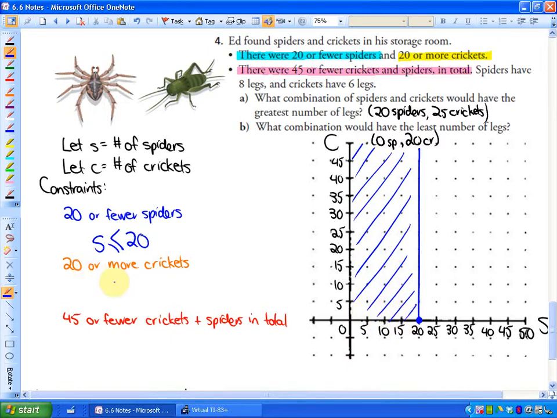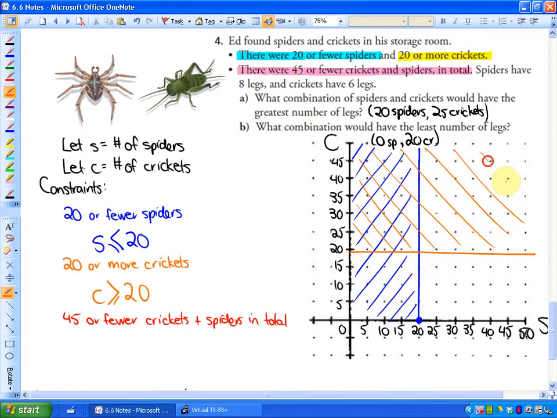Now if it says 20 or more crickets, that would be that crickets are greater than or equal to 20. And that would be this particular boundary line here. And it says that there's 20 or more, so I would shade above the 20 line.